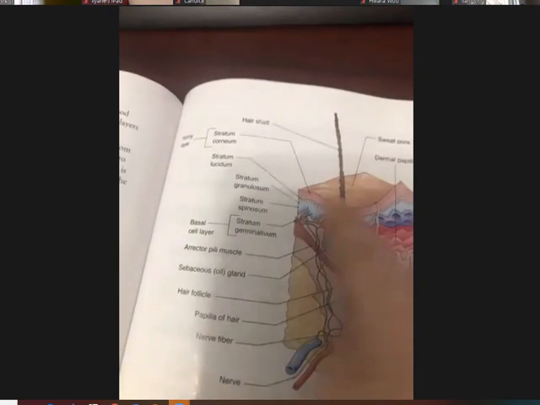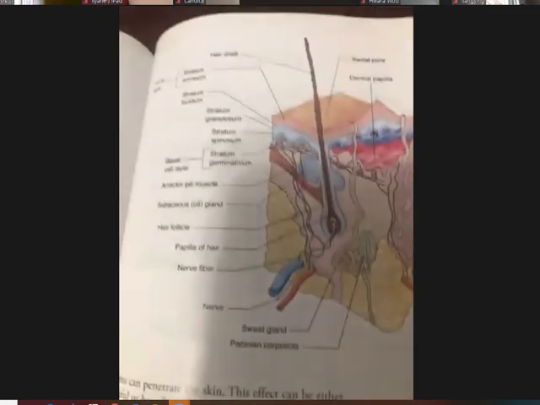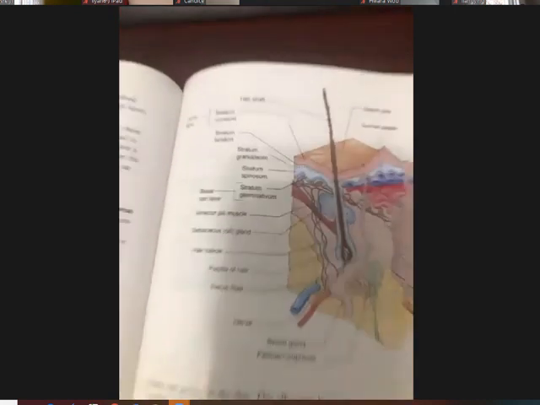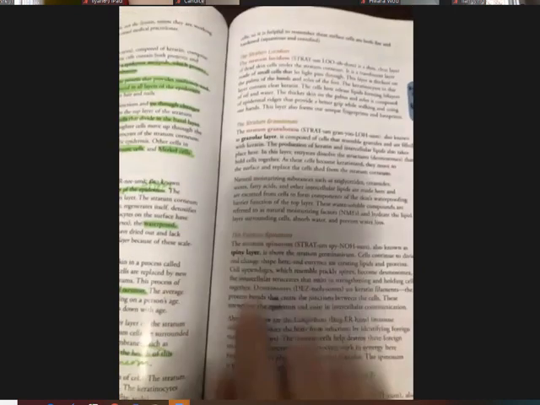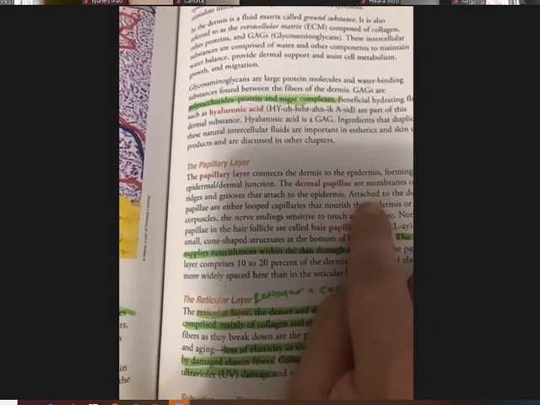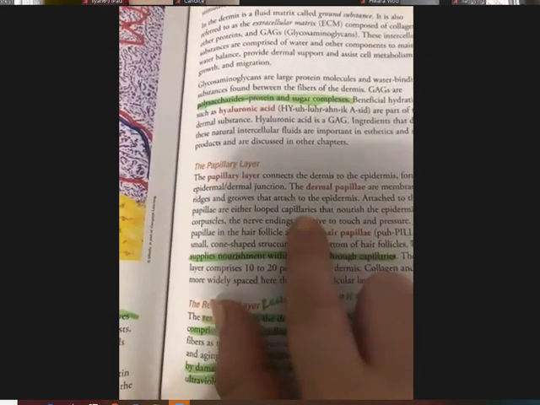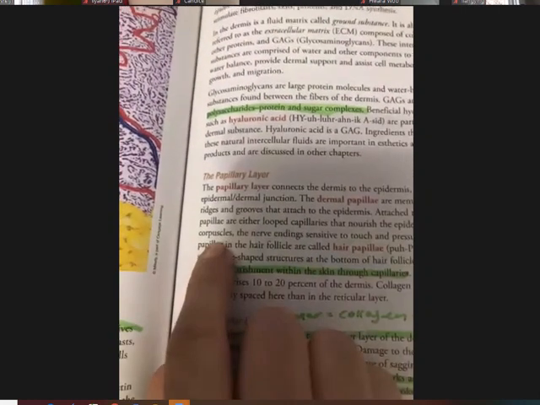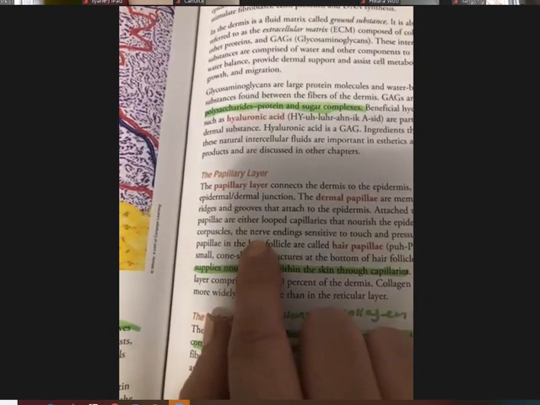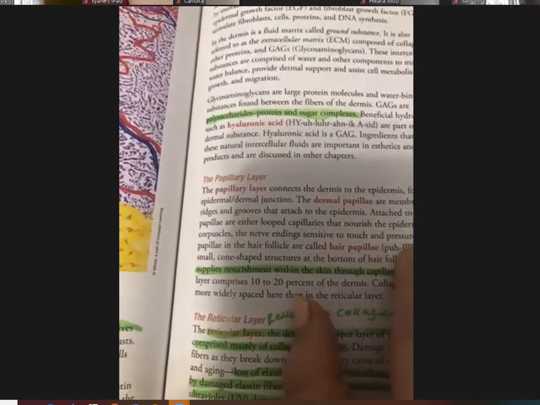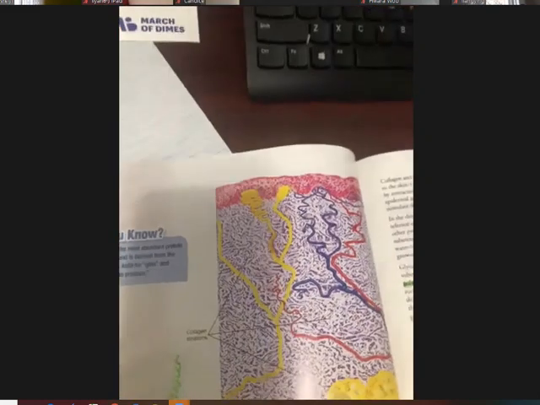Okay, so our first layer of skin, the 5 layers, there's no blood vessel. That blood vessel is found in the papillary layer of your dermis. Okay, so attached to the capillary nourish the epidermis or the tactile corpuscles, the nerve ending sensitivity to touch and pressure. Okay, you can see this.